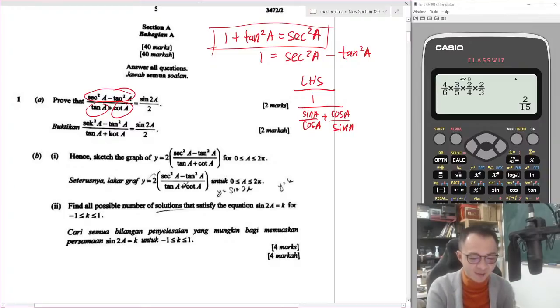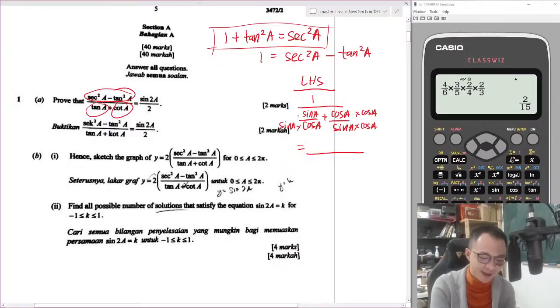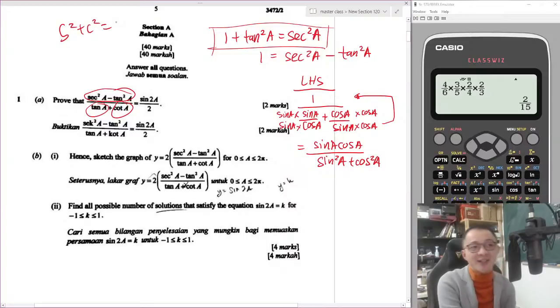Then I will make them have the same denominator. Here I multiply cos A, and here I multiply sine A. Then I should have sine multiplied by cos, so flip over, it goes to the numerator. So it will be sine A cos A. The bottom is sine square A plus cos square A, and you should know the formula: sine square plus cos square equals 1. This is why I can change my denominator to 1 here.